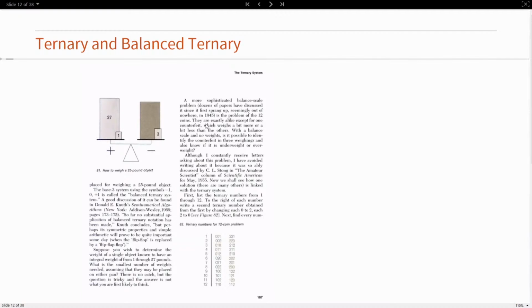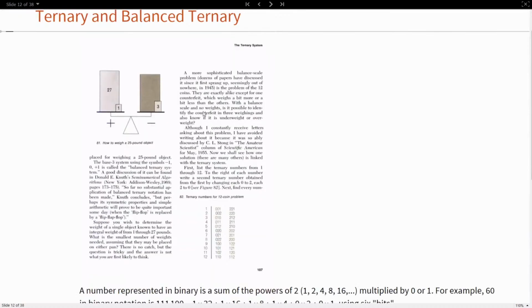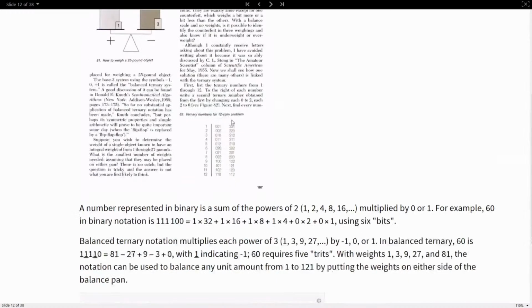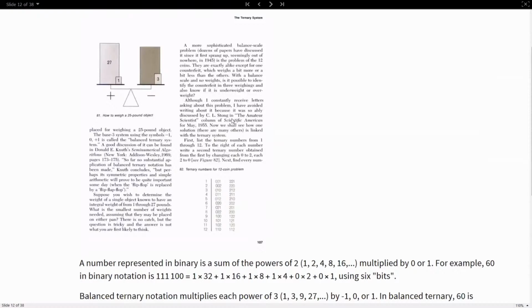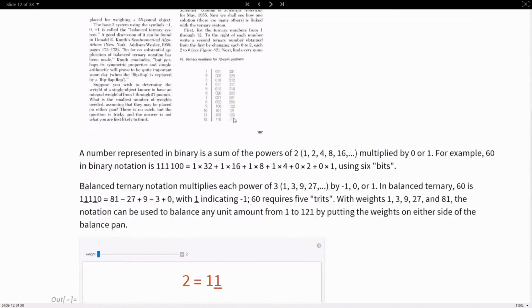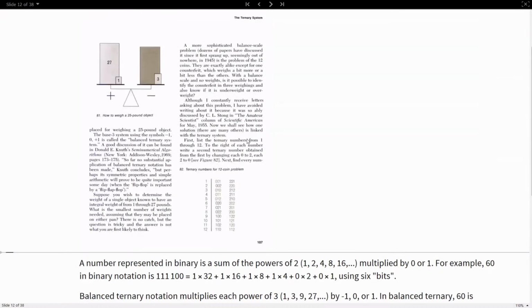The ternary system was another thing that Gardner talked about, the ways of representing numbers in different bases. He also talked about the binary system. The ternary system allows for a way of measuring a certain weight. For example, here's how to weigh a 25-pound object.